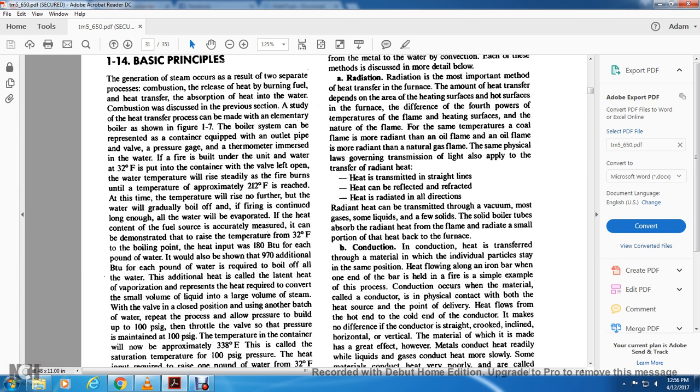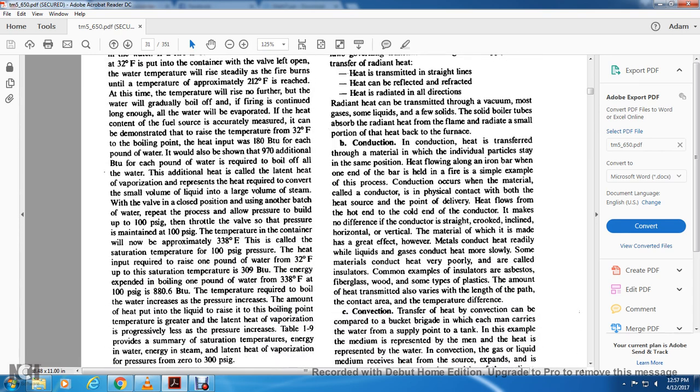It can also be shown that 970 additional BTUs for each pound of water are required to boil off all the water. This additional heat is called the latent heat of vaporization, the heat required to convert a small volume of liquid into a large volume of steam. With the valve closed and using another batch of water, the process is repeated, allowing the pressure to build up to 100 psi. Then the valve is throttled to maintain 100 psi.